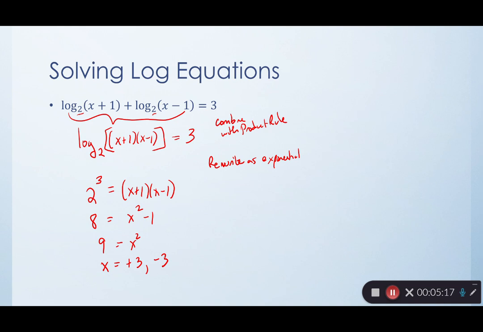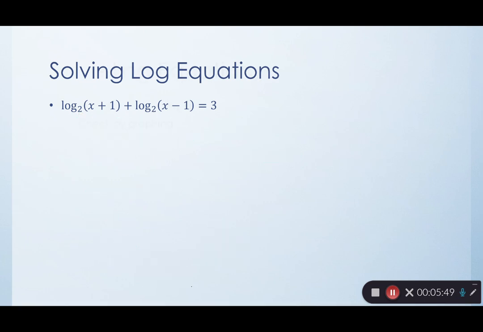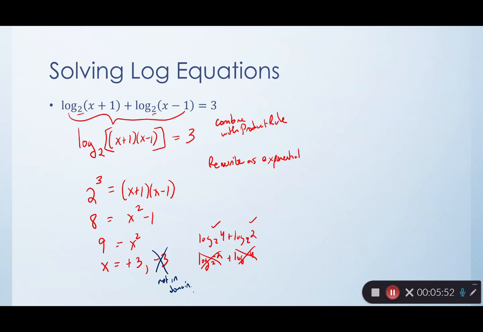Now, plus 3, that one's fine, right? That would be log base 2 of 4 plus log base 2 of 2. Those are all fine to do. But if I try to plug in negative 3, I would have negative 3 plus 1 is negative 2, and negative 3 minus 1 is negative 4. Those are not in the domain of logs. So this negative 3 is not in the domain. We have to throw it out. All right. And again, you can check your answers by graphing. And so we've hit 5 minutes, so we're going to stop and chunk into another video.